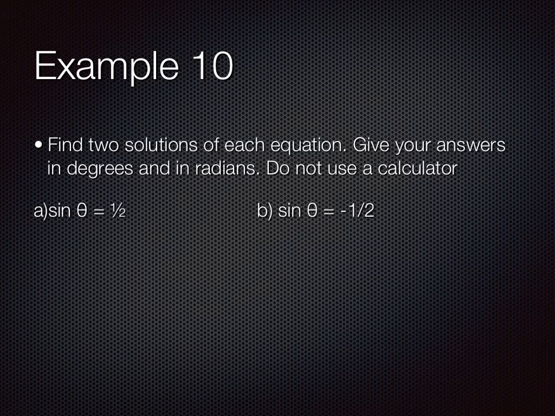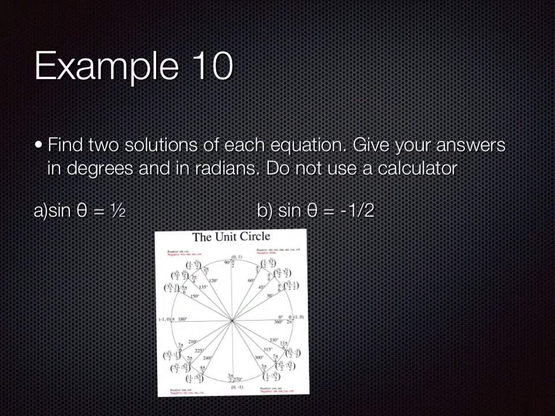All right, example 10 says find 2 solutions of each equation and give your answers in degrees and radians. Don't use a calculator. So I'm actually going to pull the unit circle in so we can visualize this. This first one says sine of theta equals 1/2. So I'm basically asking for what's theta, which means my answer should be in an angle, and in the instructions it says in degrees and radians, in which my sine is 1/2. So I'm looking for where on my unit circle my y equals 1/2.